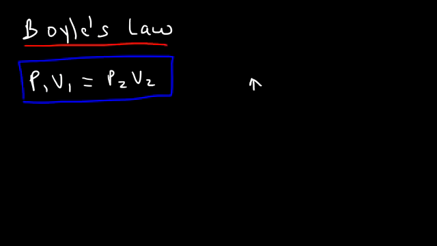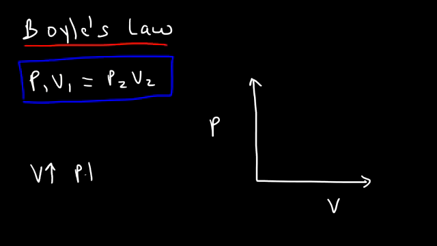Now you need to know the shape of the graph that is associated with Boyle's law. So let's say we plot pressure on the y-axis and volume on the x-axis. We know that as the volume increases, the pressure should decrease. Now, do you think the graph is going to look like this?